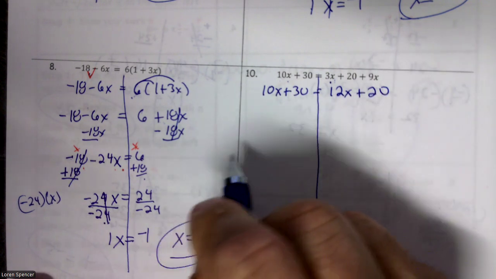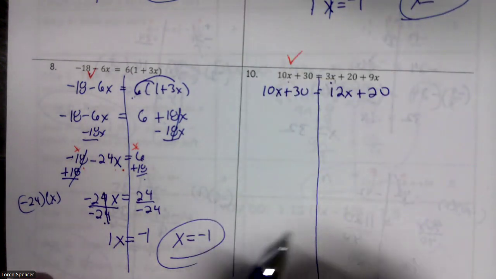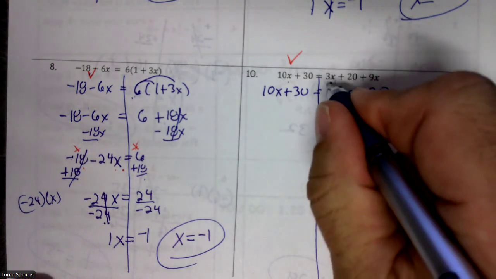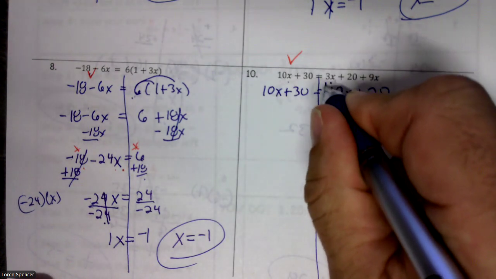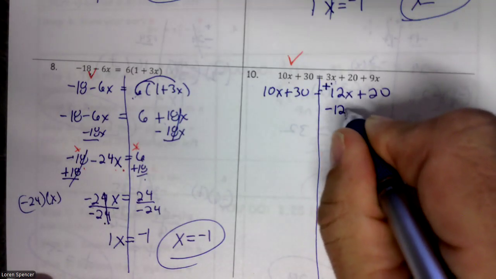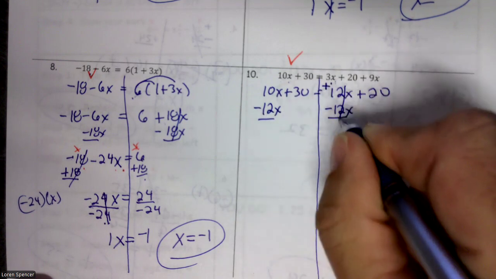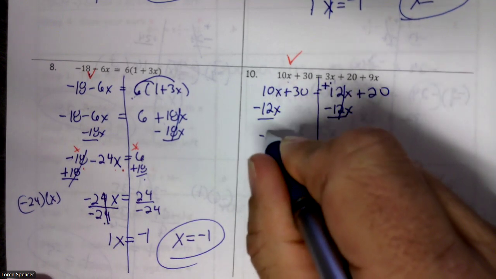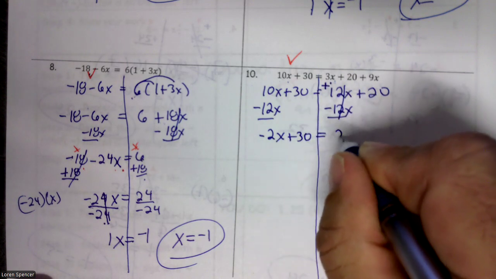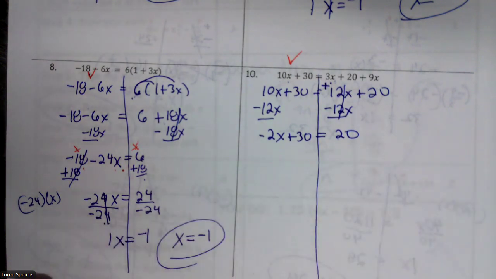All right, we want our variables on the left, so I'm going to put a V for variables to remind us. So I need to move this 12x across the equal sign. Well, it doesn't show it, but if it doesn't have a sign, that's positive. So that's a positive 12x. So I have to do the opposite, which is a minus 12x. And this becomes negative 2x plus 30 equals 20.